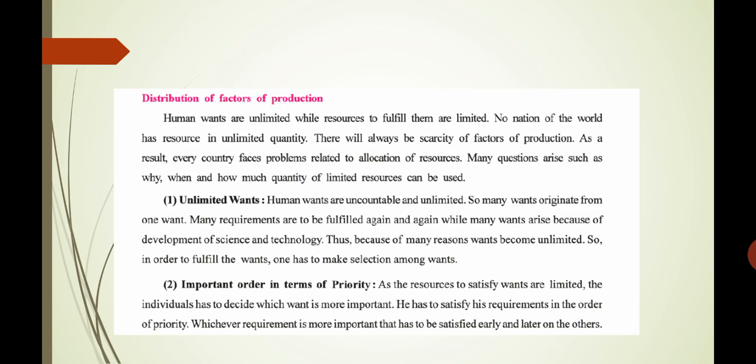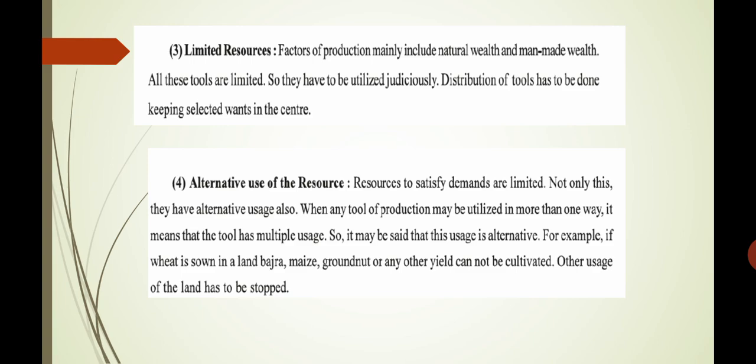He has to satisfy his requirement in order of priority. जो सबसे ज़्यादा है पहले उसको fulfill करो, then comes next and then comes next. Whichever requirement is more important, that has to be satisfied earlier and later on the others. Then comes limited resources. Yes. Factors of production mainly include natural wealth and man-made wealth. All these tools are limited. So they are to be utilized judiciously.